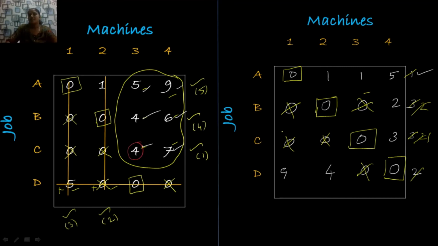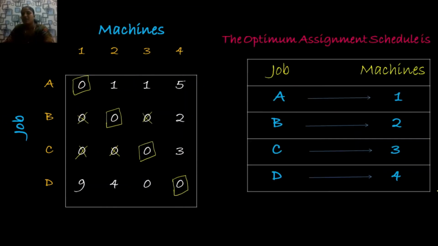Now check whether each row has exactly one assignment. Here all the rows have exactly one assignment, and column wise also each column has exactly one assignment, which means the current assignment is optimal. So the optimum assignment schedule is job A is assigned to machine 1, job B to machine 2, job C to machine 3 and job D to machine 4.